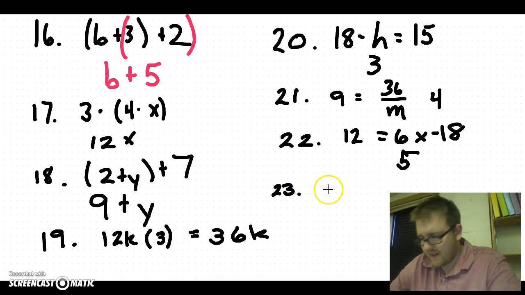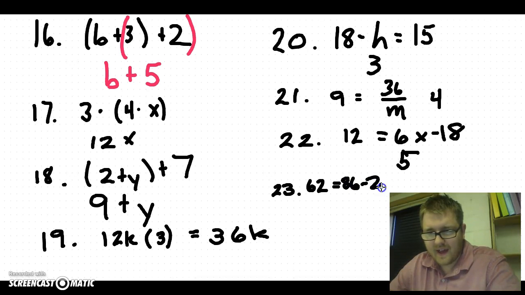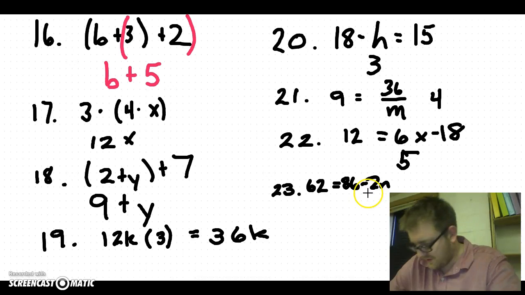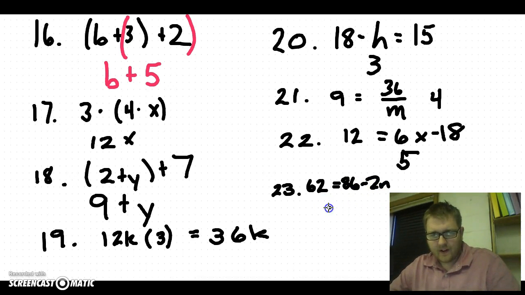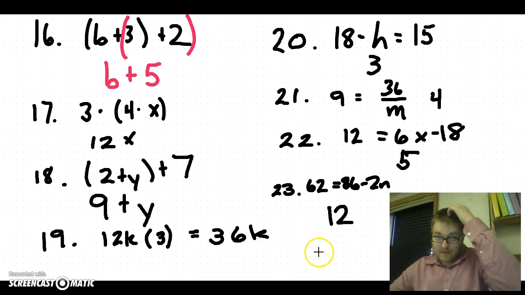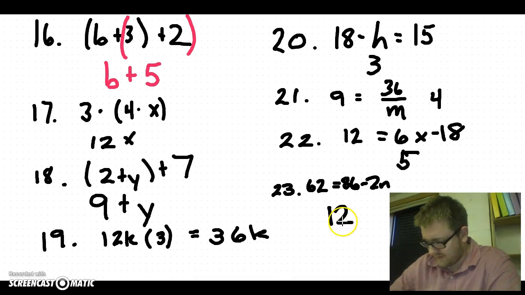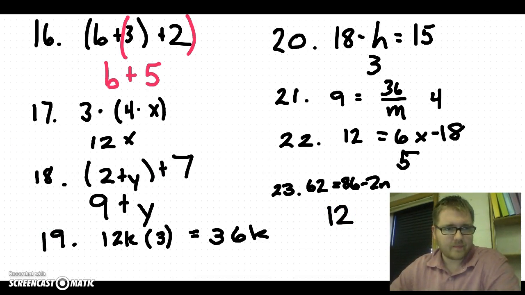For 23, we have 62 equals 86 minus 2n. My choices are 12, 15, and 17. 86 minus 2 times 12 is 86 minus 24. That gives me 62. So again, 12 ends up being my correct choice for number 23.